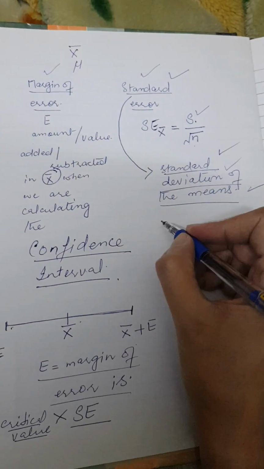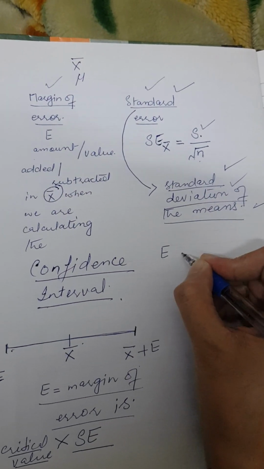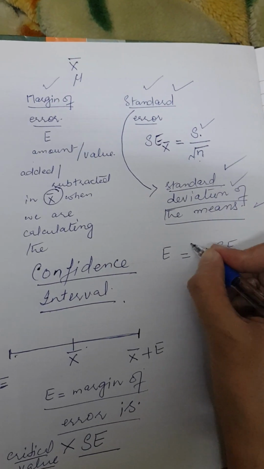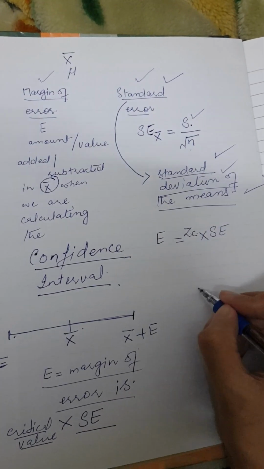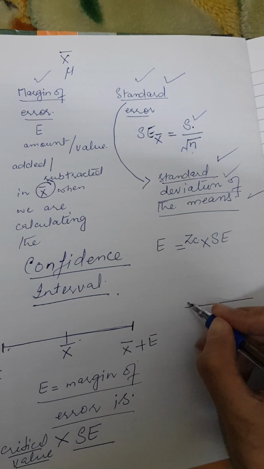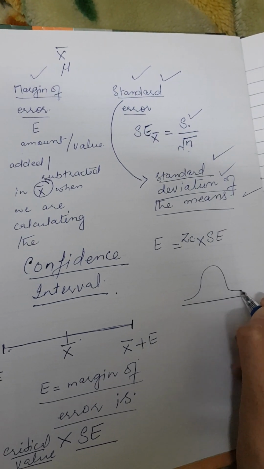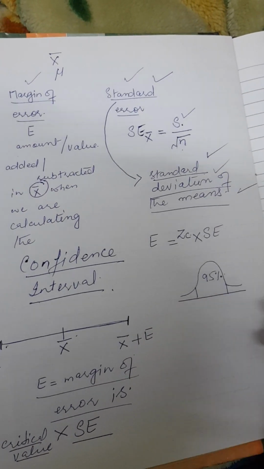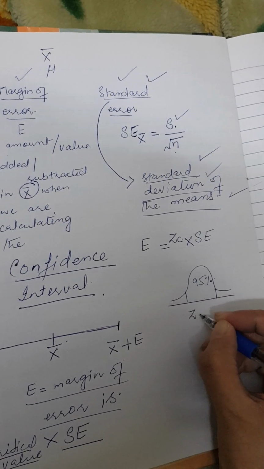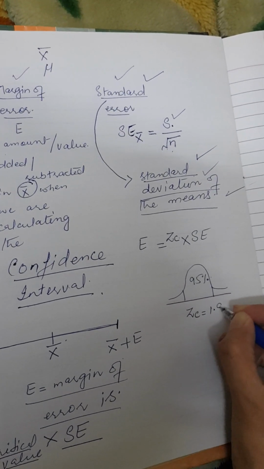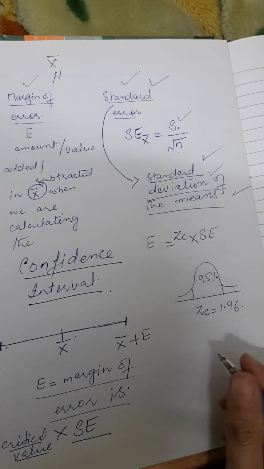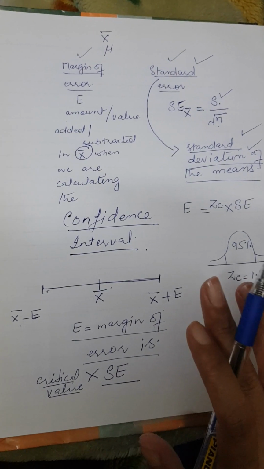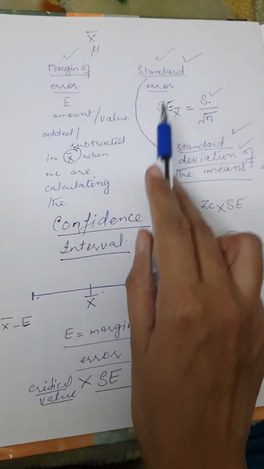And then what is the margin of error E? Margin of error E is the standard error multiplied by the critical value, and we all know that the critical values are standardized, and for a 95% confidence interval, we know that the critical value Z is 1.96. So, I think we have tried to simplify what is margin of error and what is the standard error.